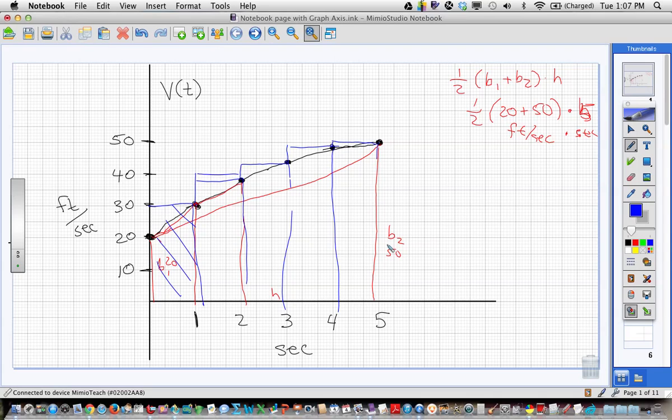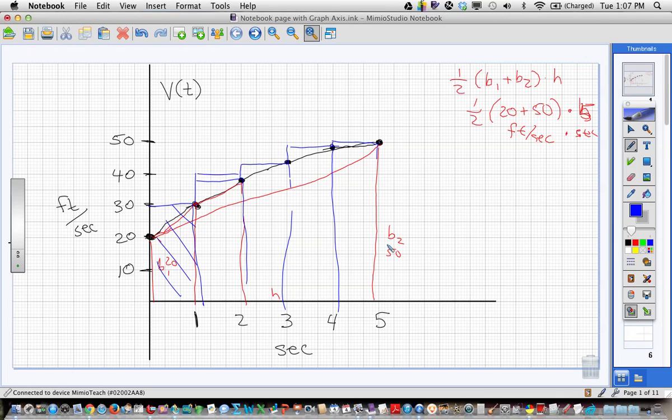So we would not have used the 20. Notice this number we didn't use. We started here with the 30. We used those. We didn't use the left edge. Those have a name. Those are called right endpoint rectangles. And we'll get into that later in the chapter. Those are right endpoint rectangles. Now, those are clearly an over-approximation of the area.